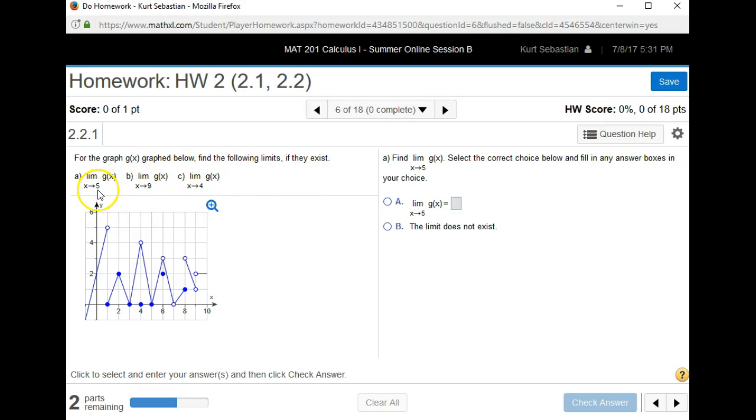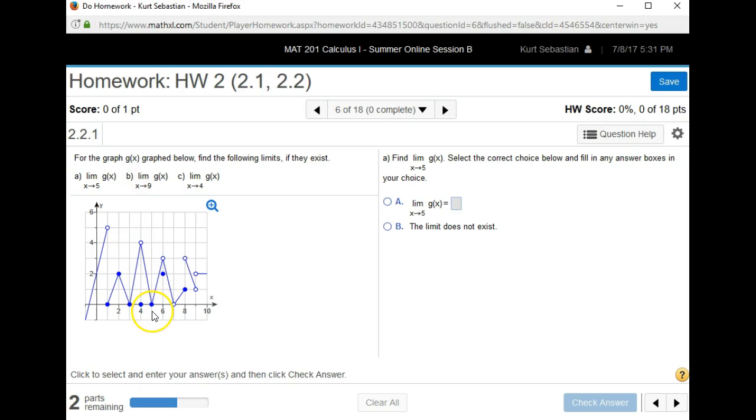We want the limit as x approaches 5 of this function g of x, the limit as x approaches 9 of this function g of x, and the limit as x approaches 4 of this function g of x. So looking at part A first, the limit as x approaches 5 of g of x. So here's x equals 5 right here.